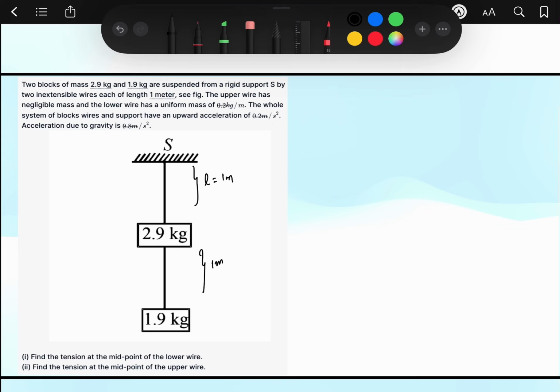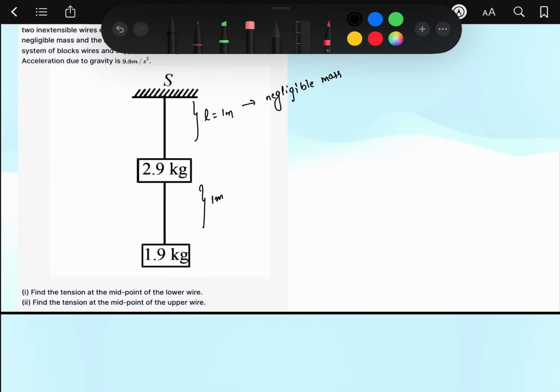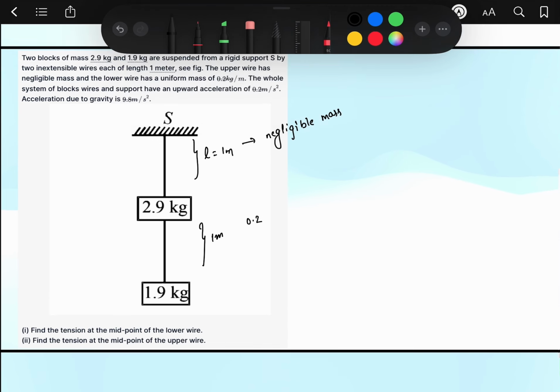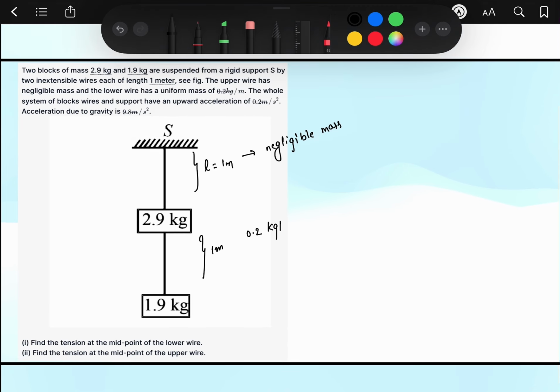And the upper wire is of negligible mass, that means the mass of the wire is nearly equal to 0. And the lower wire has a mass density of 0.2 kg per meter. That means the mass of the lower wire is equal to 0.2 into the length of the wire, that is 1 meter, that is equal to 0.2 kg.